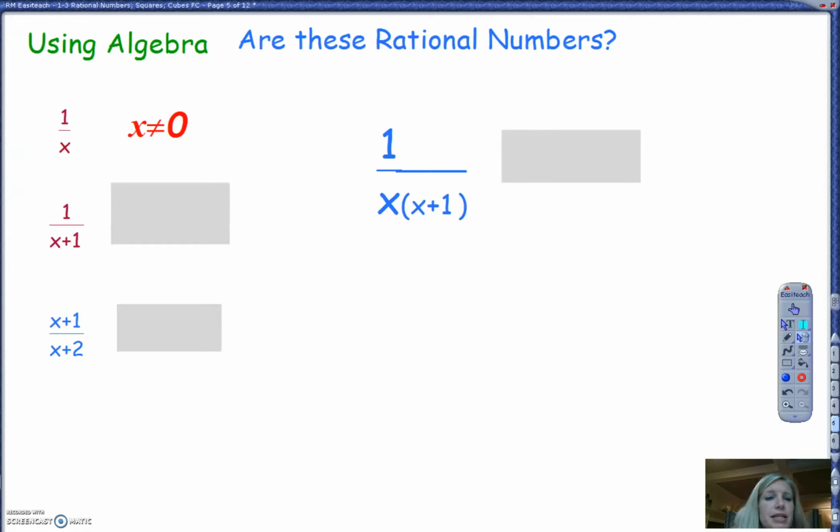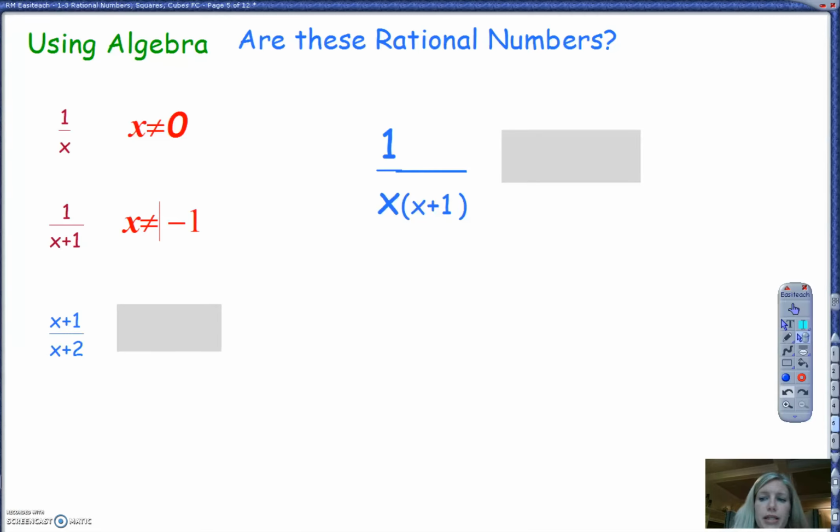So you want to think about the denominator. We do not want the denominator to be 0. So x cannot equal -1, because -1 plus 1 in the denominator would equal 0. Okay, same rationale for the third one here, going down the column. But remember, the numerator can equal 0. That's okay. It's the denominator.